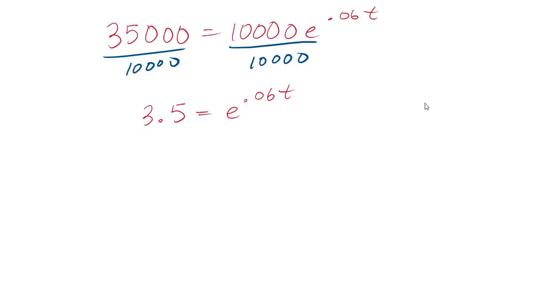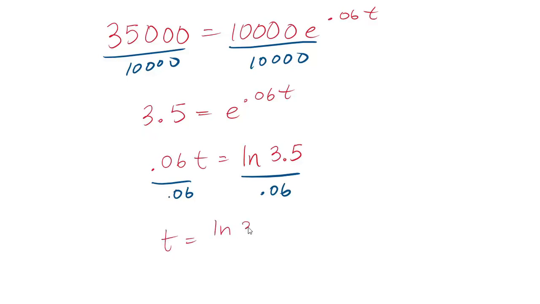See if you can rewrite this in its logarithmic form. The input to the exponential expression, the exponent, goes by itself on one side. The base of the exponential expression becomes the base of the logarithm. When the base of a logarithm is e, we denote it by ln, the natural log. The output of the exponential expression is the input to the logarithm, so the natural log of 3.5. To solve for t, we divide by 0.06. You're dividing the entire logarithm by 0.06, not the 3.5. This is t equals the natural log of 3.5 divided by 0.06.